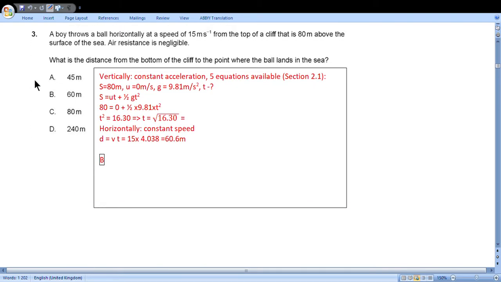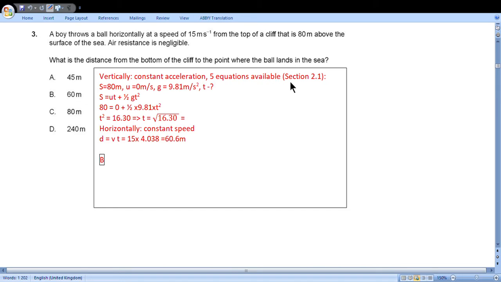Question 3. A boy throws a ball horizontally at a speed of 15 meters per second from the top of a cliff that is 80 meters above the surface of the sea. Here air resistance is negligible. What is the distance from the bottom of the cliff to the point where the ball lands in the sea? For vertical motion, we have constant acceleration.